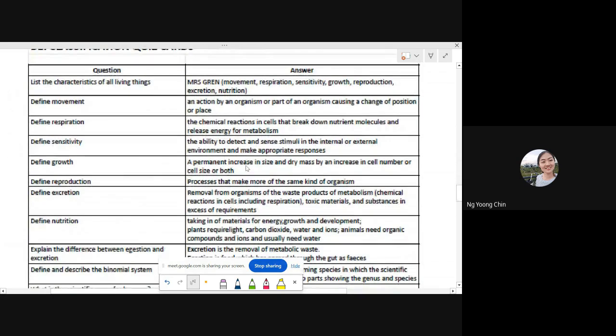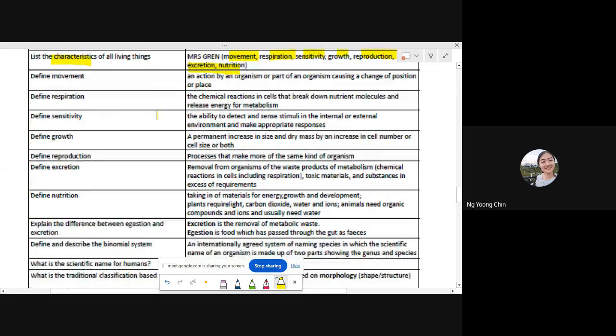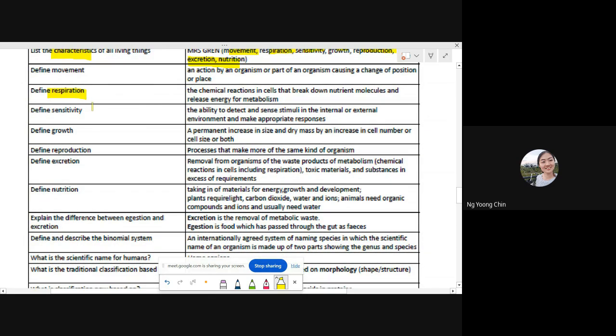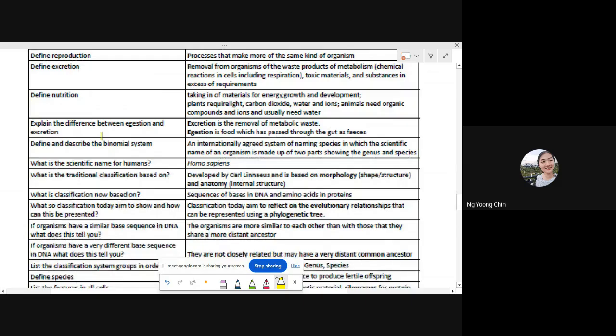Okay, so let's go through it. The characteristics of living things include movement, respiration, sensitivity, growth, reproduction, excretion, and nutrition. And respiration, you all know already. Respiration is a chemical reaction that breaks down nutrient molecules, for example glucose. Inside the nutrient molecule there is chemical energy, right? Respiration helps you to release the energy, so you are able to provide energy for cell metabolism.